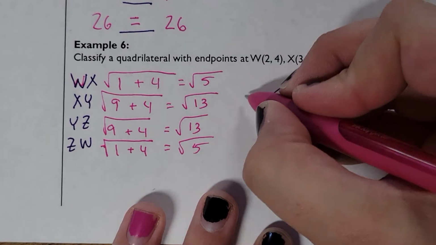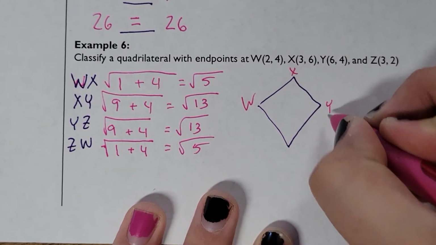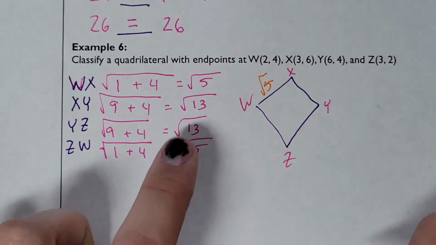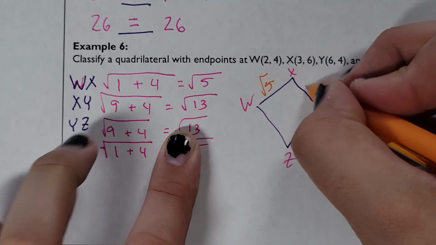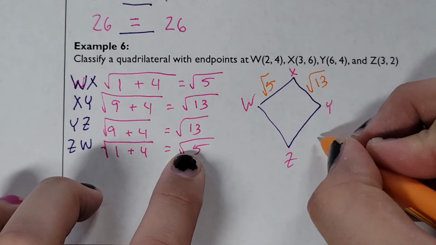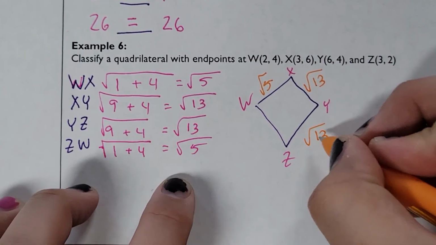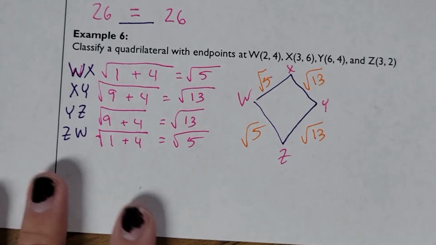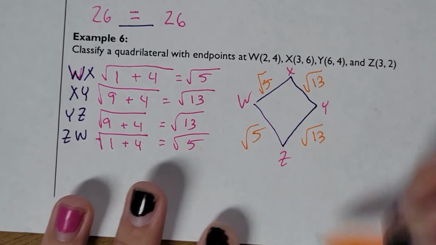If you were to draw this picture, you could see it a little bit clearer. There's my quadrilateral, W, X, Y, Z. W to X is square root of 5. X to Y is square root of 13. Y to Z is square root of 13. And Z to W is square root of 5. Notice that it's not opposite sides that are equal here, but consecutive sides.